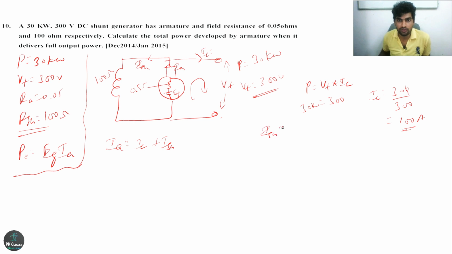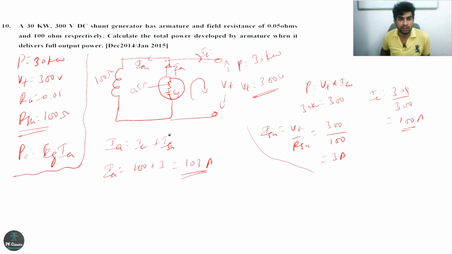How to calculate ISH? ISH is equal to VT by RSH. VT is 300 divided by RSH, which is 100. You will get 3 amps. Let me substitute over here. IA is equal to IL, which is 100, plus ISH, which is 3. You'll get 103 amps.